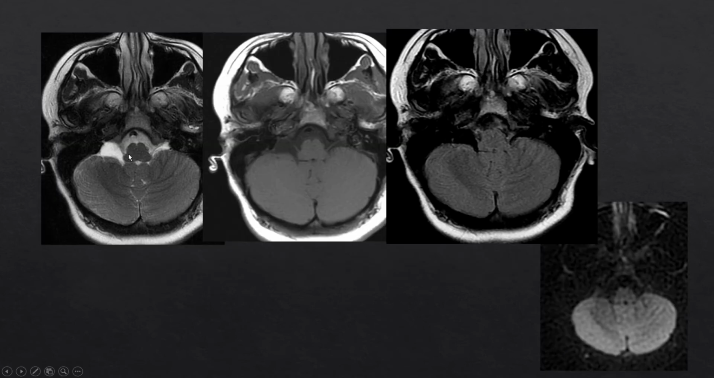Our next case, we have a CSF signal intensity mass within the right cerebellopontine angle cistern. This is bright on a T2 weighted sequence, CSF signal on a T1 weighted sequence, and suppresses with fluid attenuated inversion recovery, FLAIR, and does not demonstrate restricted diffusion. This is a small cerebellopontine angle cistern arachnoid cyst. Again, arachnoid cysts should follow CSF signal intensity on all sequences.